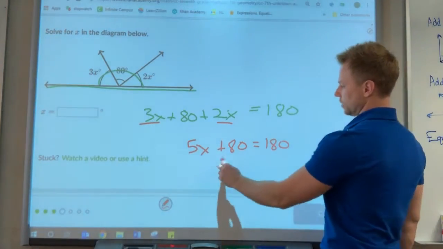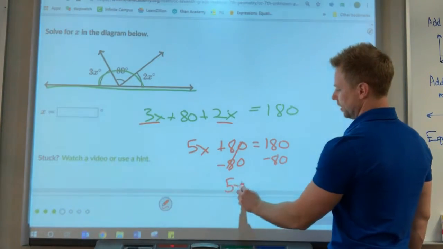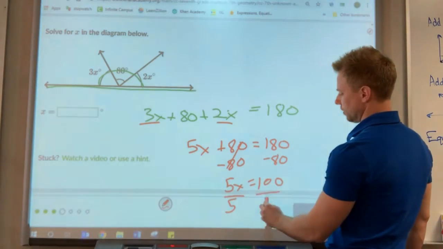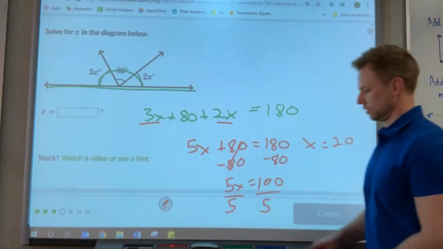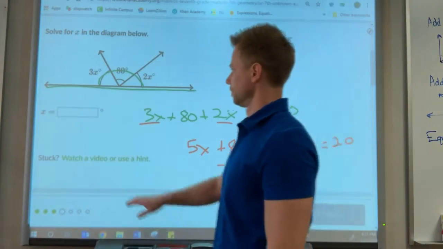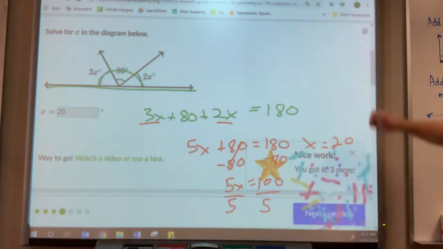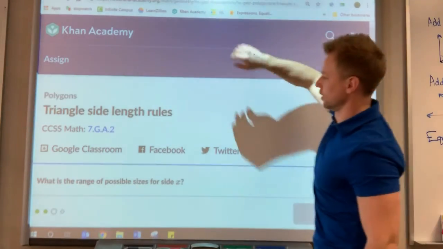Now we need to get x by itself. We subtract 80, 5x equals 100. And our last step is dividing by 5. So x equals 20. All right, let's go to the next link.